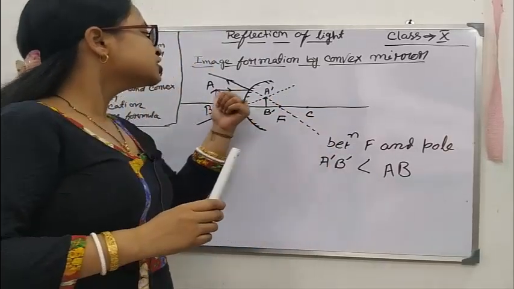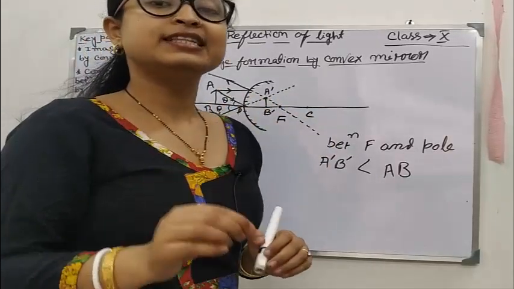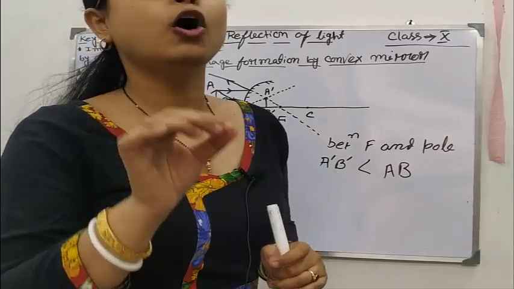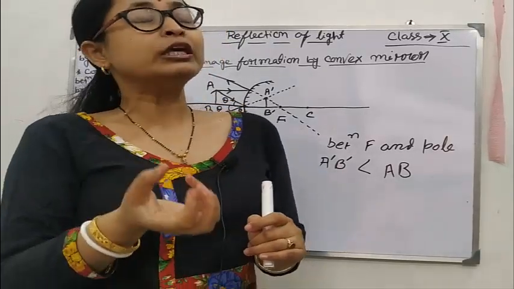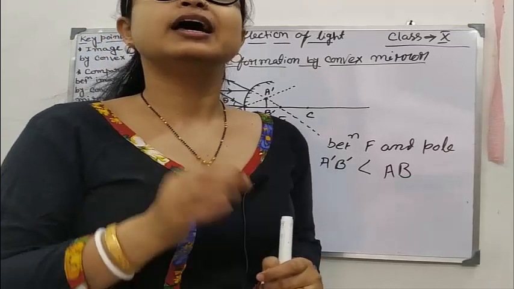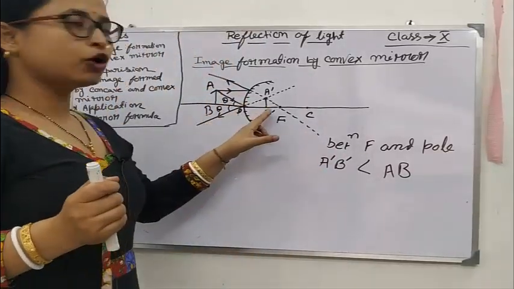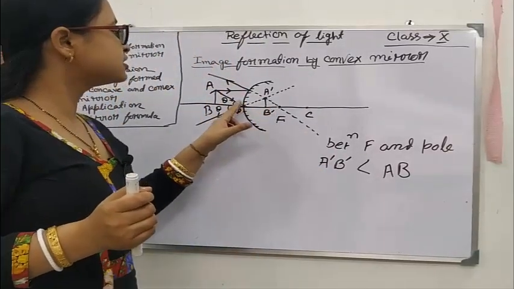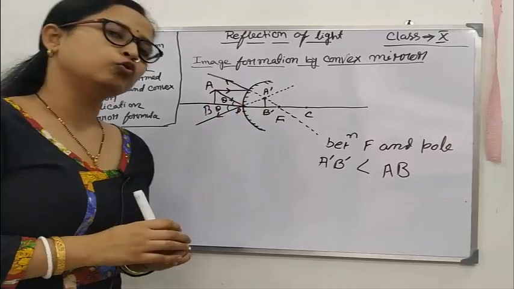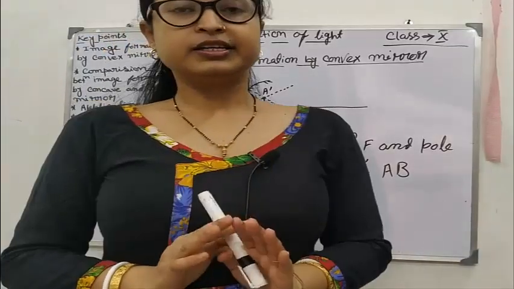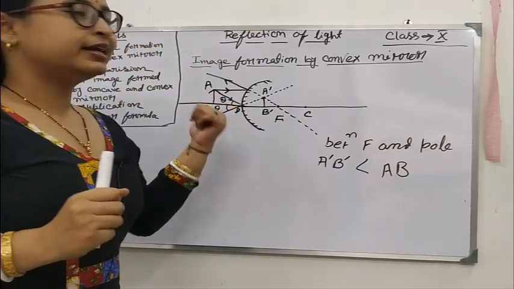Now, the size of the image is less than the size of the object. So you can also say the image is diminished. And what is the position? The position of the image is in between pole and focus. Okay, clear? So let us learn the next point.